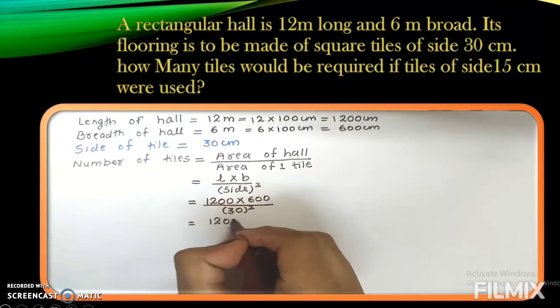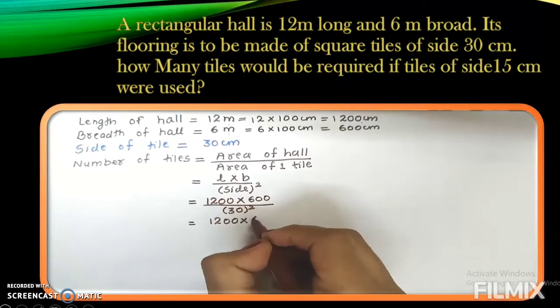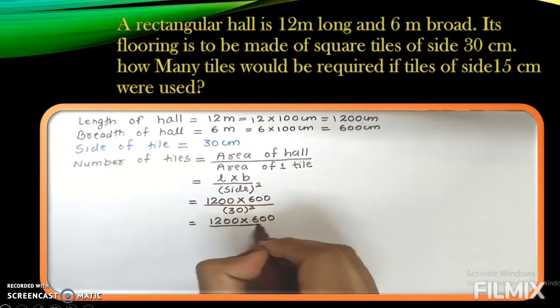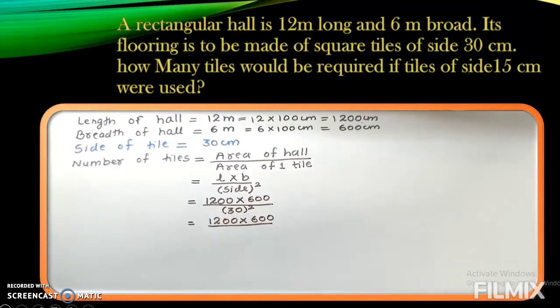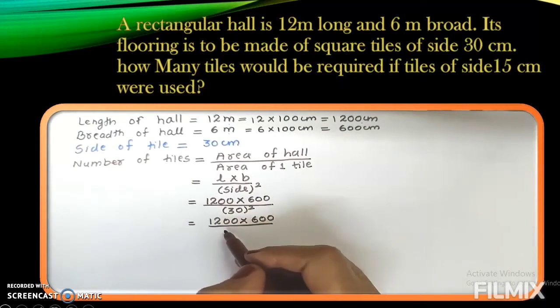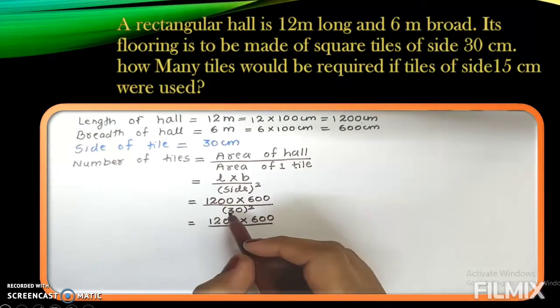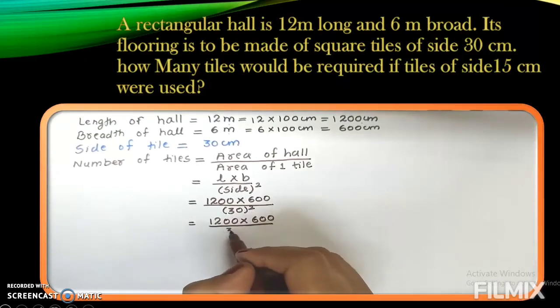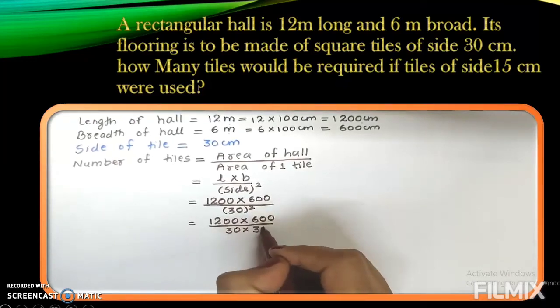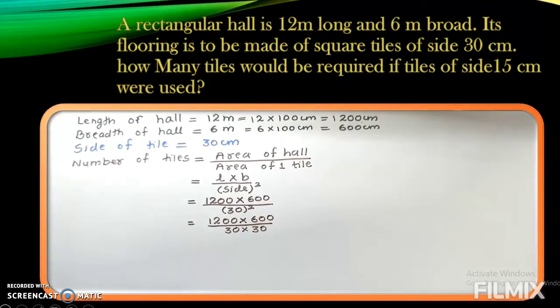This we will write the same, 1200 into this 600 upon square of 30. Now if you know squares, you can directly write 900. But if not, then what else can we do? Square of 30 means 30 into 30, so you can write it in this way also.